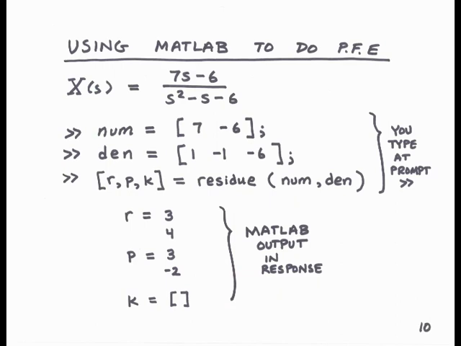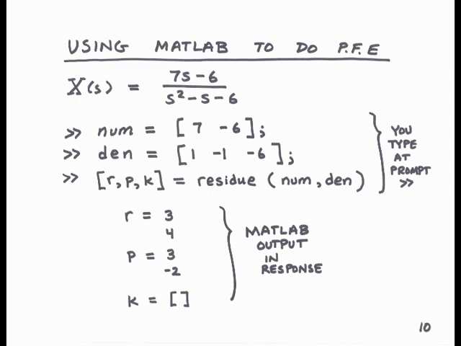We'll now review how to use MATLAB to do the partial fraction expansion. We'll do the same example as previously. X of s is (7s minus 6) over (s squared minus s minus 6). The double arrows indicate the lines that you type in at the prompt.